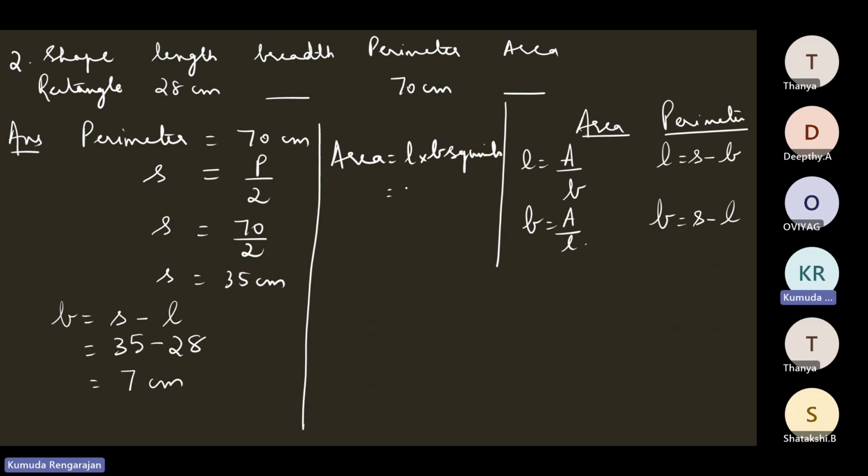All right, so what's the length? 28, and the breadth is 7. So 28 into 7. 7 8s are 56, 5 carried over. 7 2s are 14 plus 5, 19. So 196 square units. The unit is centimeter, and it is a square unit, so centimeter squared.